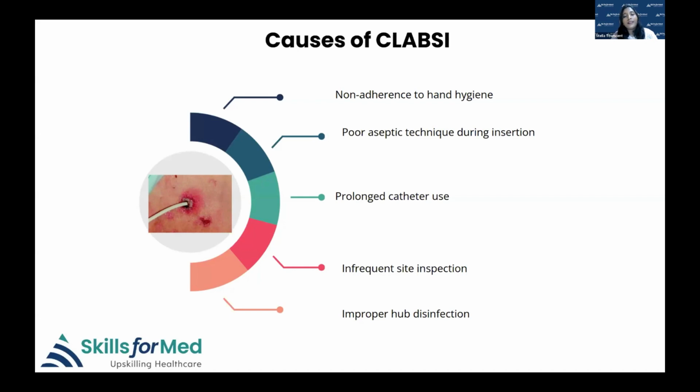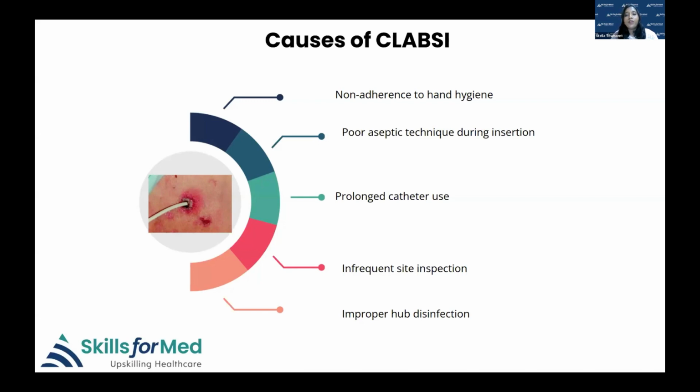Third, prolonged catheter use. You have to assess the patient, which will be dealt with in future by Dr. Pari. If the catheter is used for a prolonged period, you should know the actual necessity of the catheter for the patient. Then infrequent site inspection. Every time you go to the patient to give medication or do routine assessments, you have to check the site. And also improper hub disinfection. When you're handling and giving medication, you have to give hub care.